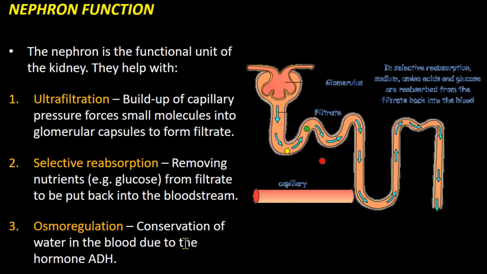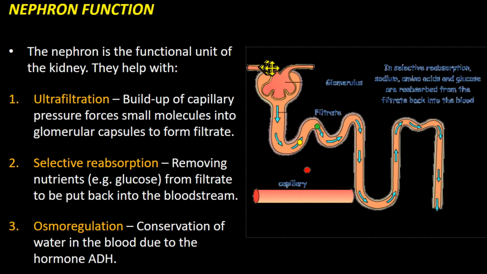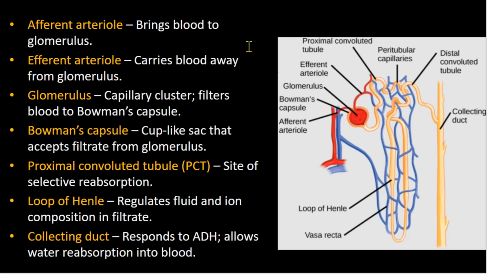Lastly, we have osmoregulation, which is the conservation of water in the blood due to the hormone ADH, which is antidiuretic hormone. Basically, the whole point of the kidney nephron here is to get small soluble substances to form a filtrate coming in through the Bowman's capsule and the tubules here. At the end here, we are supposed to form urine, which is basically urea, water, and any mineral salts such as sodium.